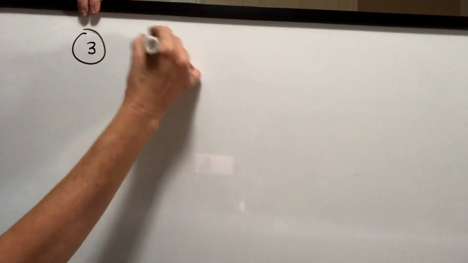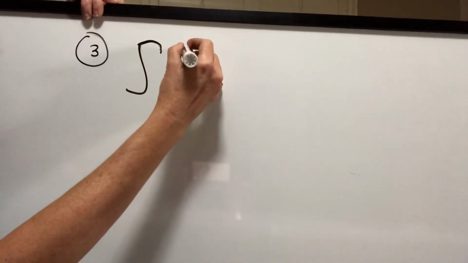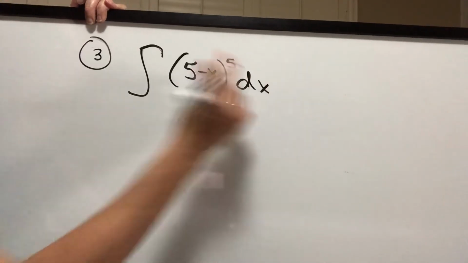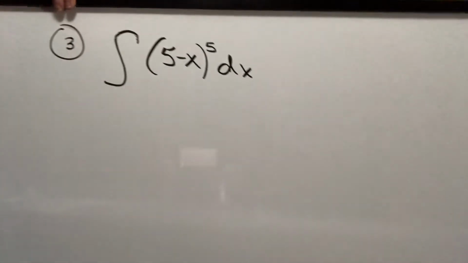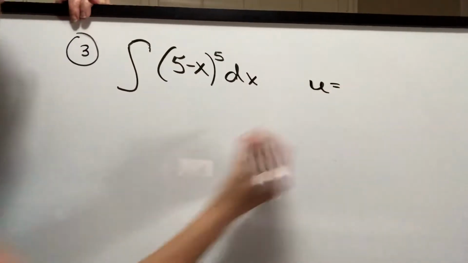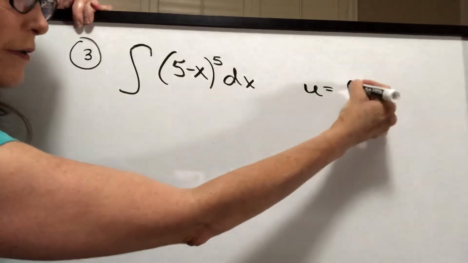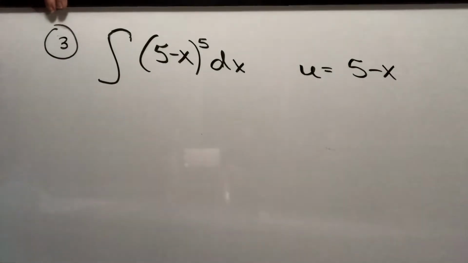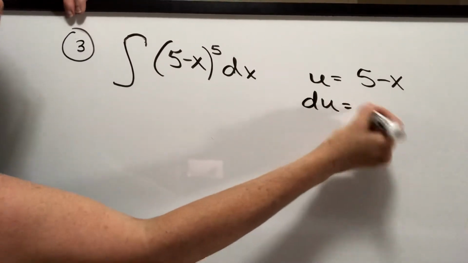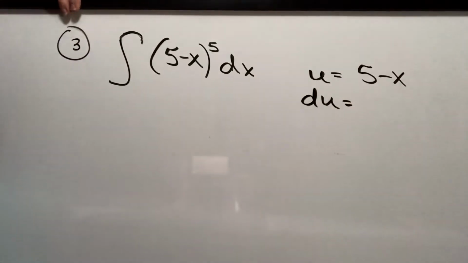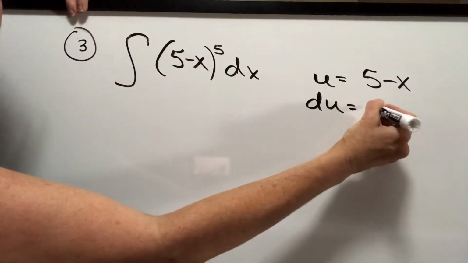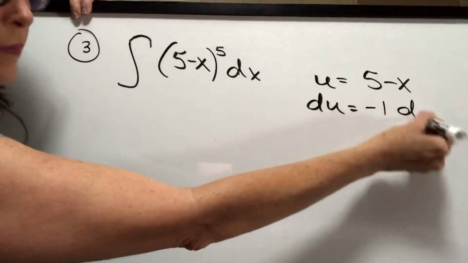Okay, so for number 3, we've got an indefinite integral, 5x to the 5th power dx. Okay, so first of all, we're going to use a u, and u will be whatever's in the parentheses, so that will be 5 minus x. You're going to take the derivative of that, so the derivative of u would be du. The derivative of 5, that's a constant, so that would be 0. And the derivative of negative x would be -1. And then put dx.